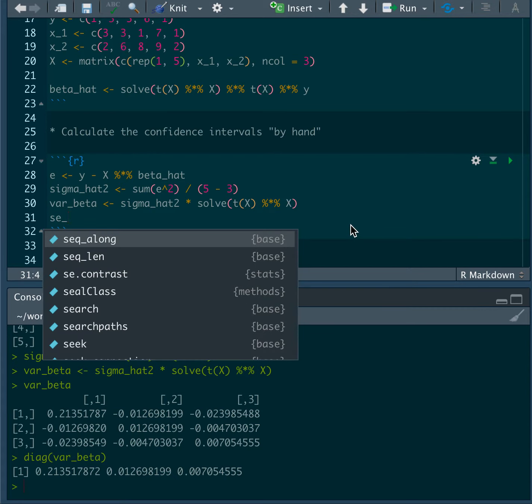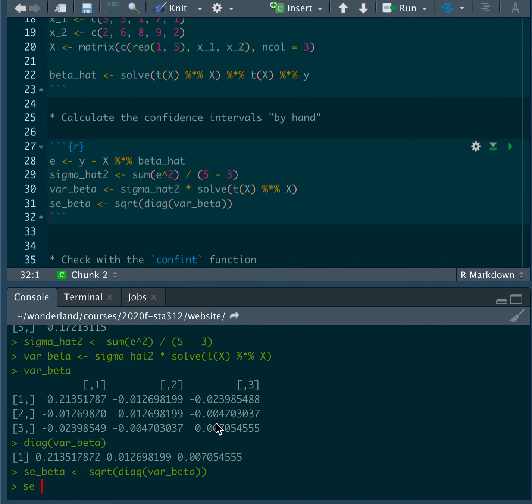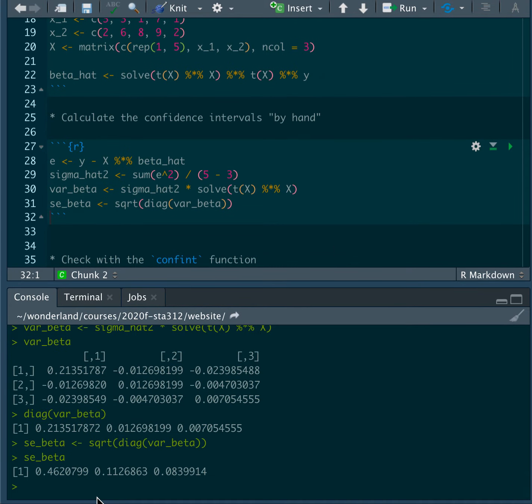So if I want the standard error of the beta coefficients, I'm going to take the square root of the diagonal of that variance-covariance matrix. And so now I end up with these standard errors. The standard error of beta 0 is 0.46, the standard error of beta 1 is 0.11, and the standard error of beta 2 is 0.083.